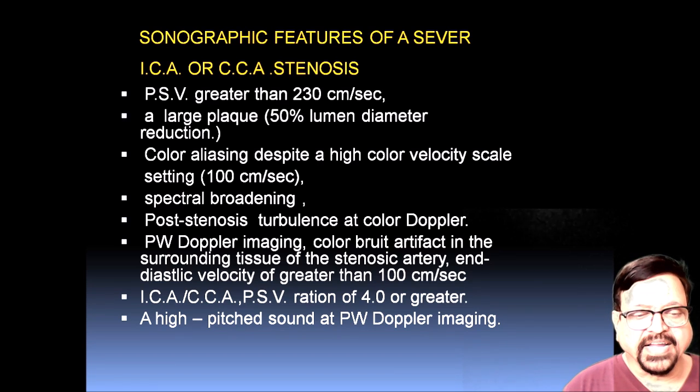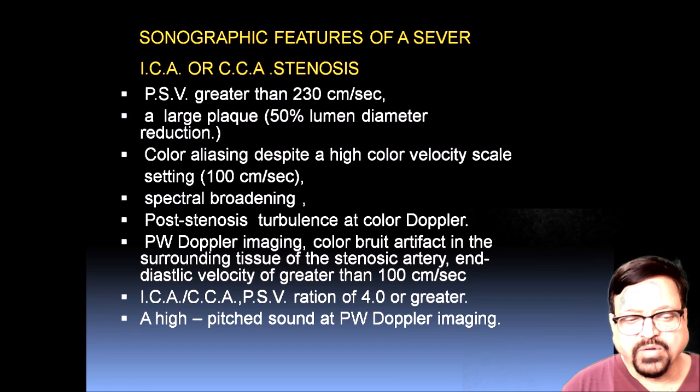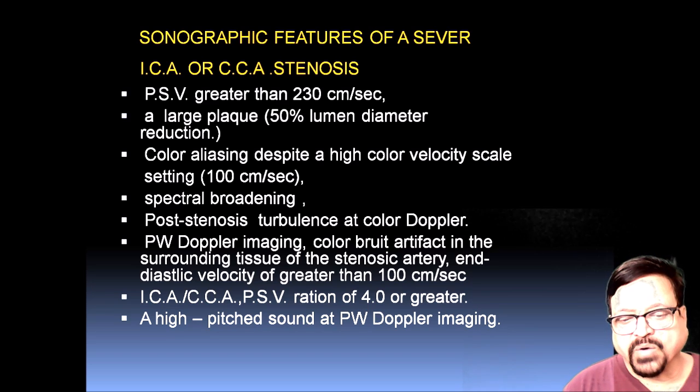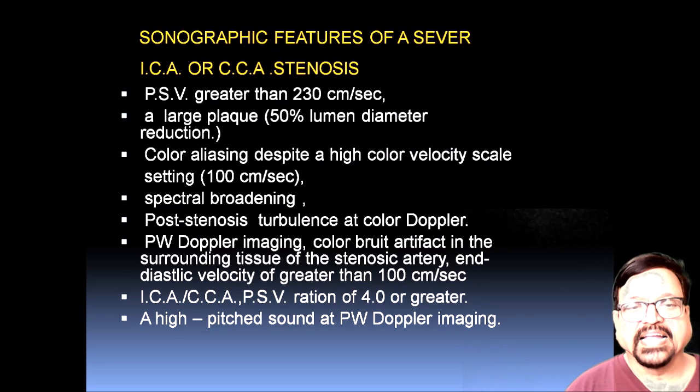Then internal carotid to common carotid peak systolic velocity. If we calculate the peak systolic velocity ratio, and if it is 4 or greater, then again it indicates that there is a severe stenosis of the internal carotid. A high pitch sound at Carotid Doppler imaging also indicates a stenosis.